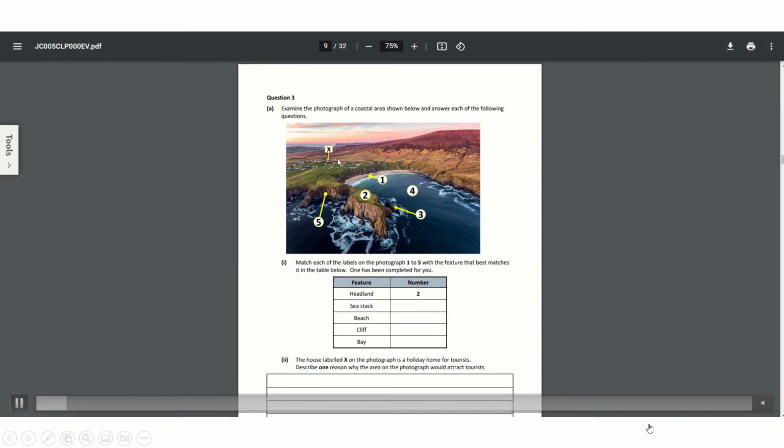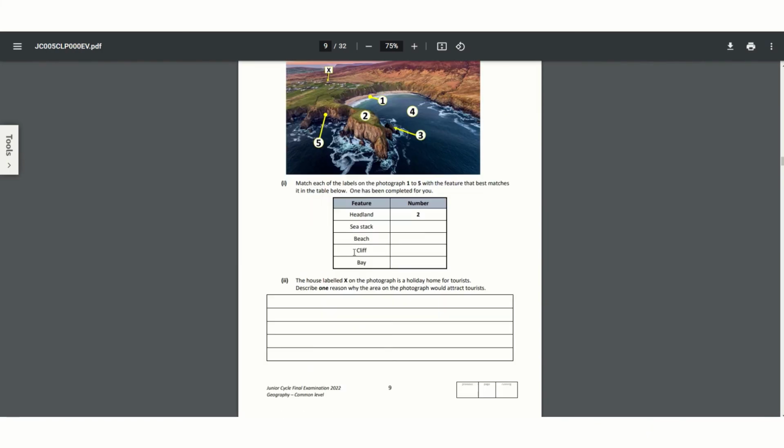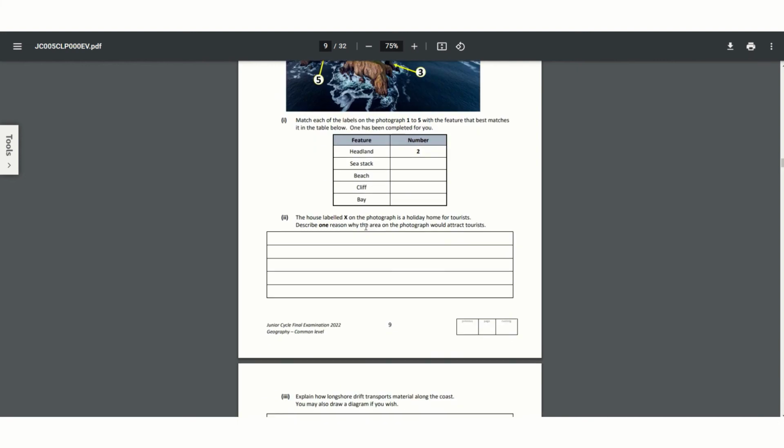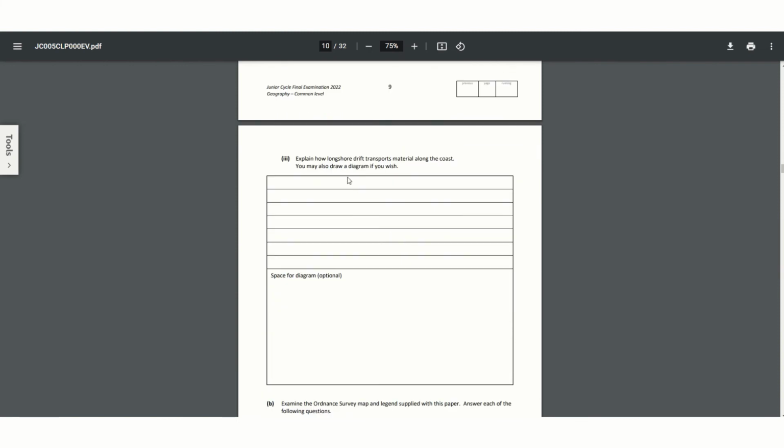So if we have a quick look at a type of exam question that comes up here, you can see we're given our source of stimulus. We've got our connection-based question here, labeling the aerial photograph. You've got a question around tourism there, so tertiary economic activity. So your first knowledge-based question is about tertiary economic activity.